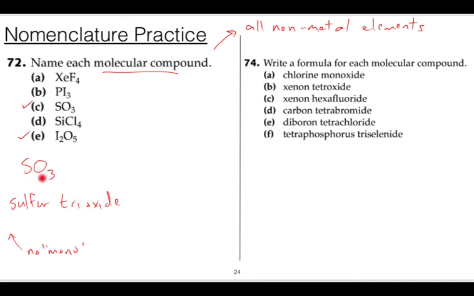Now, I said I wanted to compare it with something else. I wanted to compare it with SO3 with a -2. That's a different compound. This is a sulfite ion. Well, it is a polyatomic ion involved in ionic compound formation.